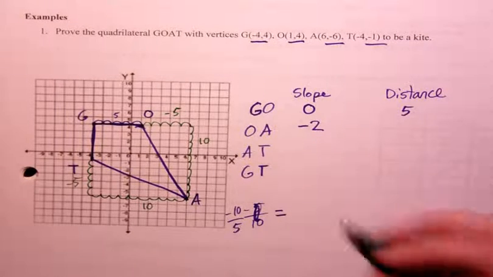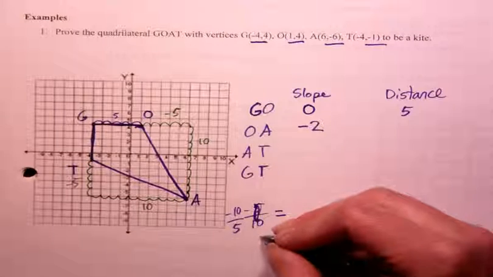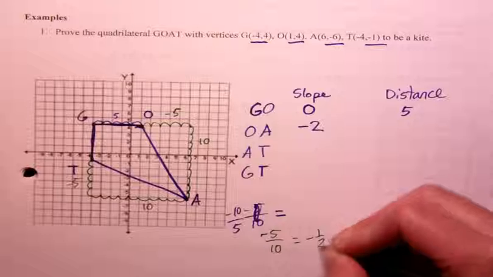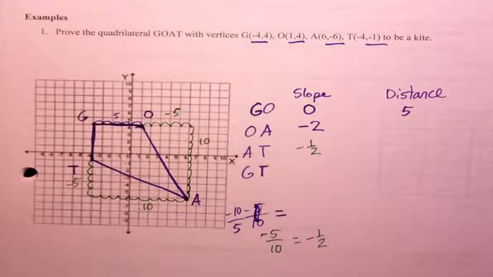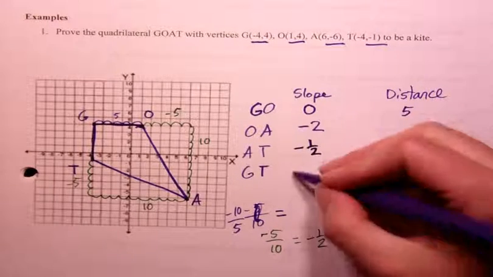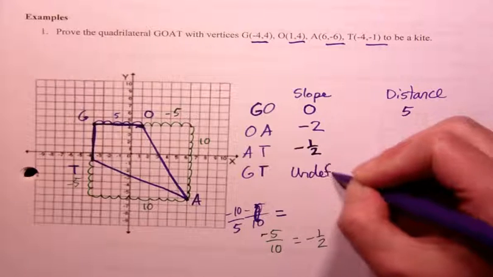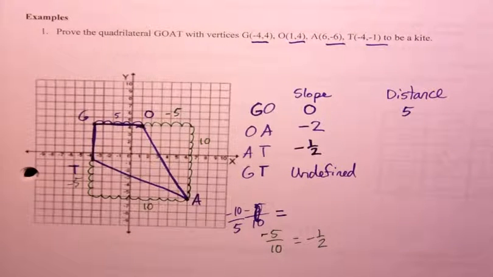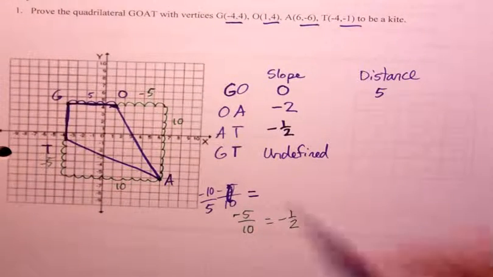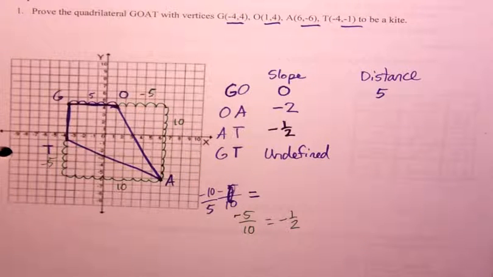Alright, so now I have negative 5 over 10, which becomes negative 1/2. And then who can tell me what the slope of GT is when it's straight up and down? Undefined. Alright, so who can tell me how we are going to find the distance of OA?